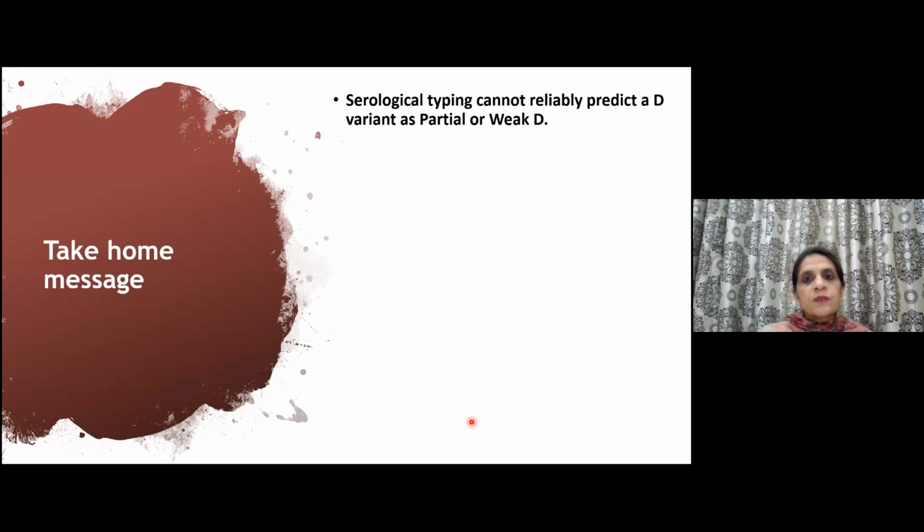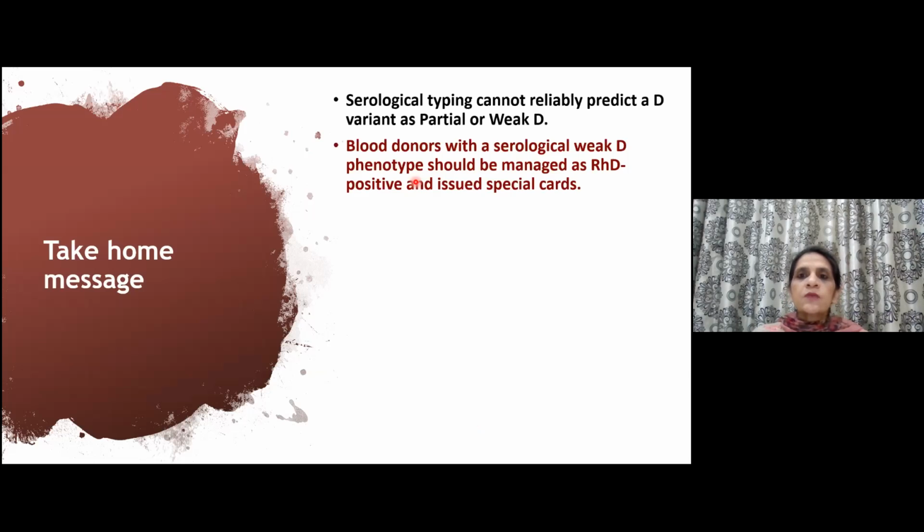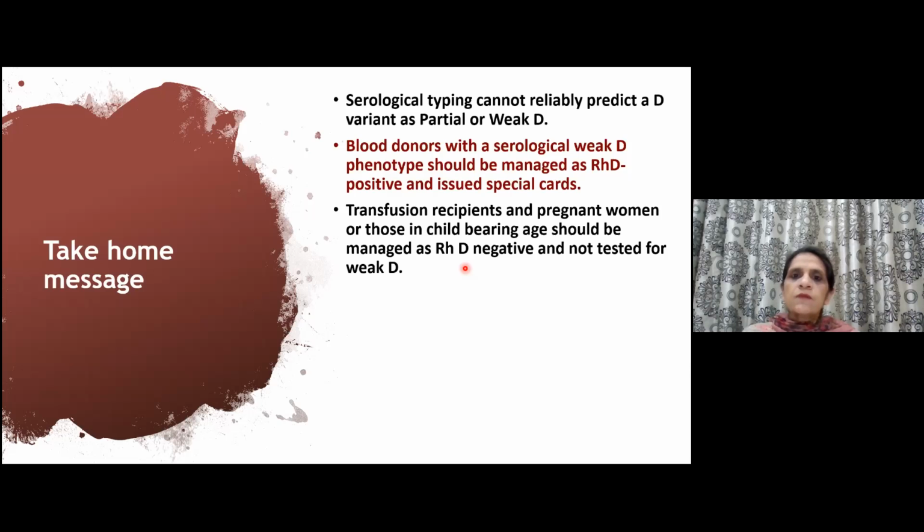A few key takeaways from this presentation are that serological typing cannot reliably predict whether a D variant is a partial or a weak D. Blood donors with a serological weak D type should be managed as RHD positive and issued special immunohematology cards. If a donor is a weak D phenotype positive, then they should be managed as RHD positive. Transfusion recipients and pregnant women, or those of childbearing age, should be managed as RHD negative and should not be tested for the weak D.